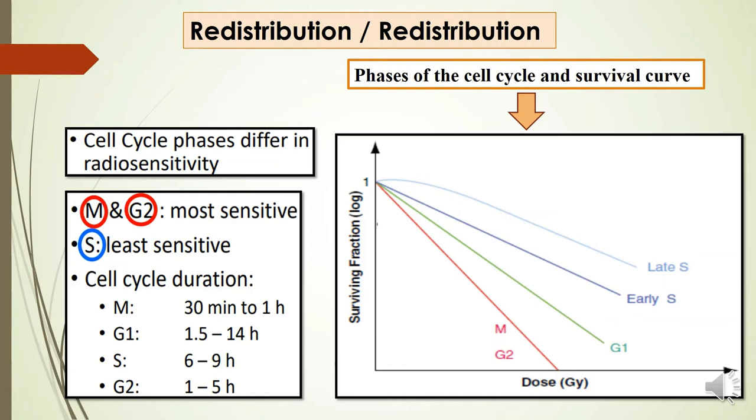And on the left of this slide, we can see that M and G2 are most sensitive compared to S, but S phase is less sensitive, and is more resistant to radiation.